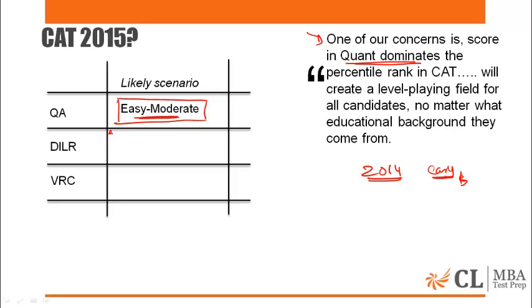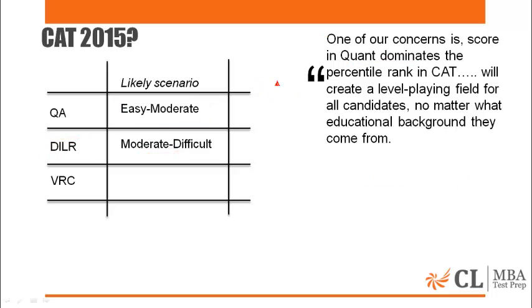DILR is likely to be moderate to difficult, also because now that you are given calculators, you can expect a little more logic based questions. If you give a calculator, then ask a simple calculation based question, it does not make sense. So it will be moderate to difficult, and given that VRC is going to be in the range of moderate to difficult kind of a paper, this is what we believe is a likely scenario.